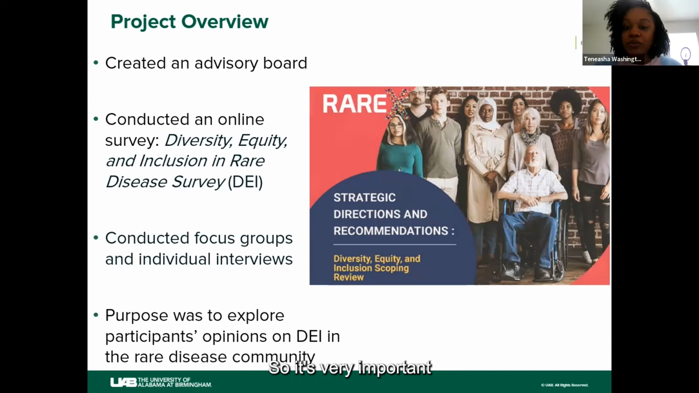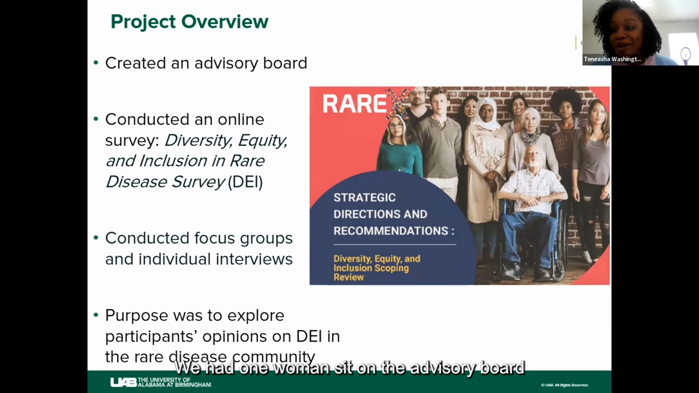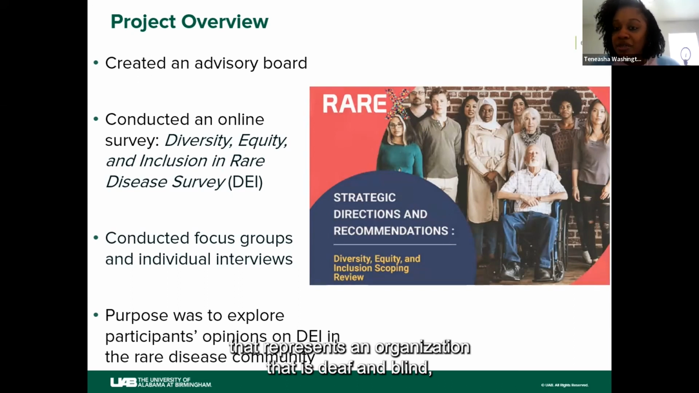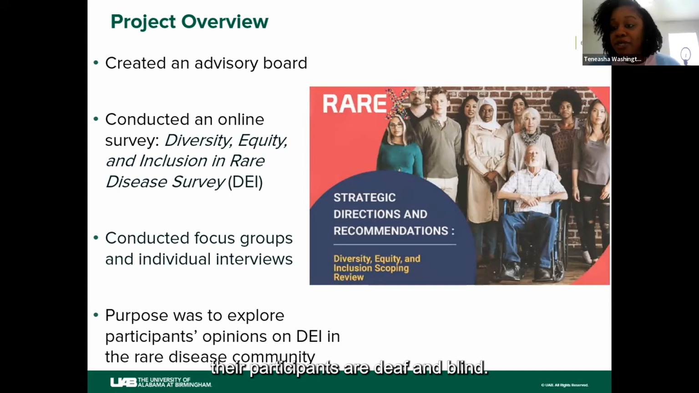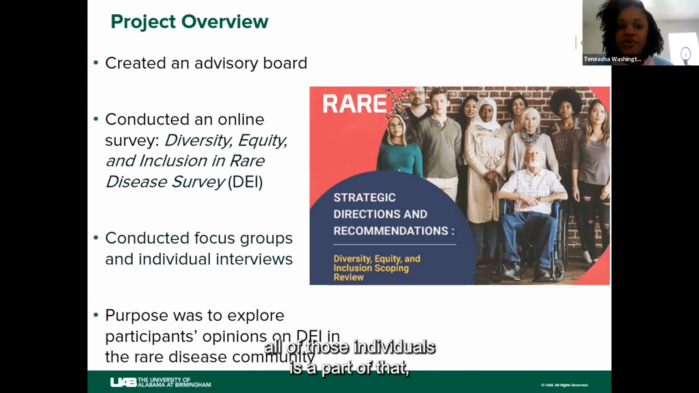So it's very important when we thought about our advisory board, how do we engage and take into account that changing definition of diversity? We identified individuals as caregivers. We had one woman sit on the advisory board who represents an organization whose participants are deaf and blind. And again, we had parents, all of those individuals as a part of that.